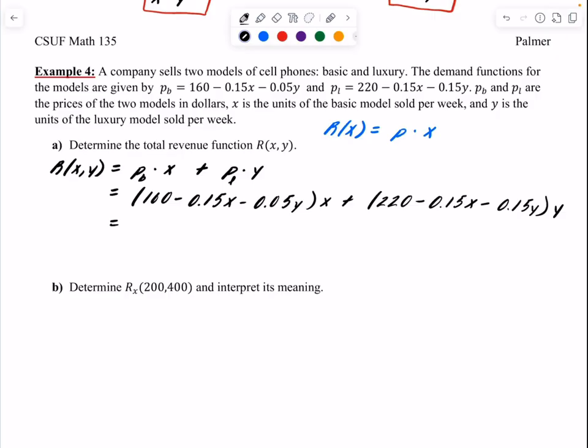So I can distribute x to all of these terms. Whenever I have a term that has two variables, write it in alphabetical order by the letter. So x will come before y. For the second one, I'm going to distribute y to all of these terms.